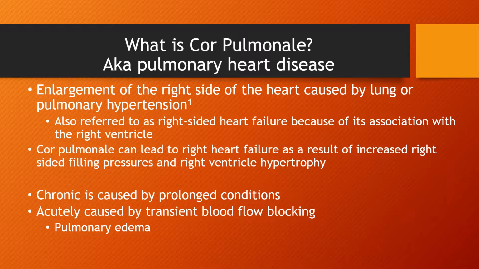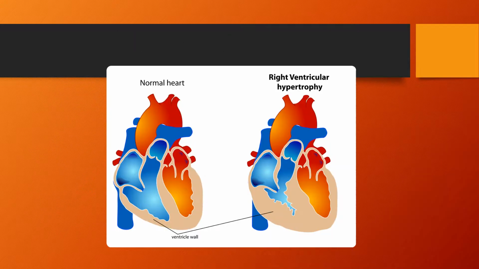Usually it is a chronic condition unless it is caused by a pulmonary edema, in which case it is an acute cor pulmonale. Here you have an image showing what right ventricular hypertrophy looks like. If you notice on the right image, the right ventricle musculature is enlarged, thus leaving less capacity for blood to enter the right ventricle. This is caused by the backflow or the high pressure it is receiving from the pulmonary arteries.